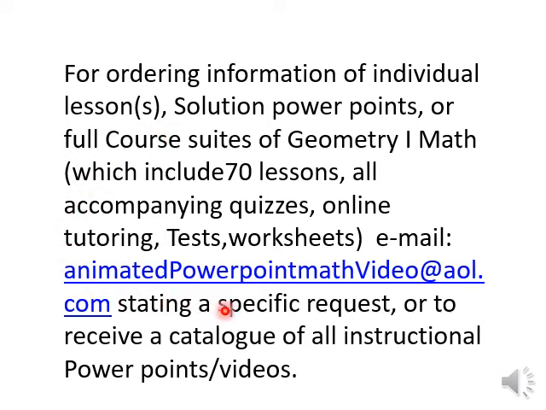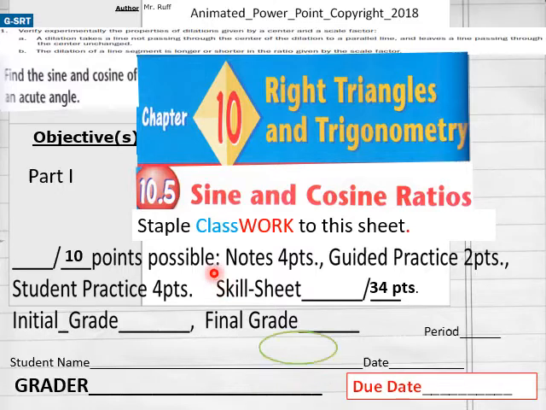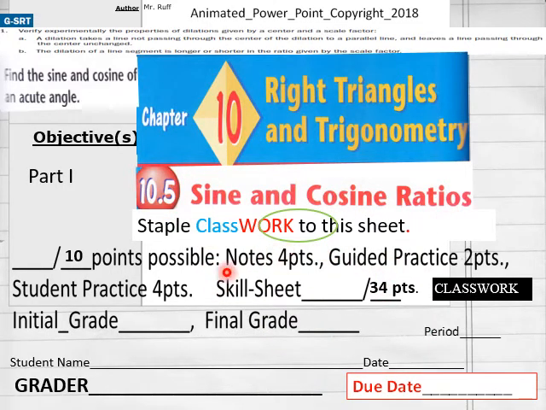Hello everybody, get ready to do lesson 10.5 of Geometry 1 Math Part 1. Sine cosine ratios here, and we got a 34-point class worksheet and a 10-point note-taking guide. These are important in your notes.